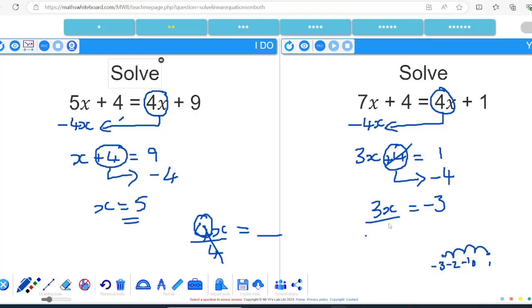And then I'm going to divide through by the coefficient, divide through by the same number on the bottom. So minus 3 divided by 3 is going to give me minus 1. And I've just got the x on the left. Cool.